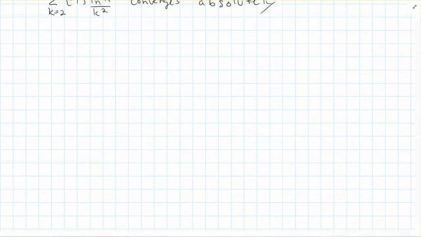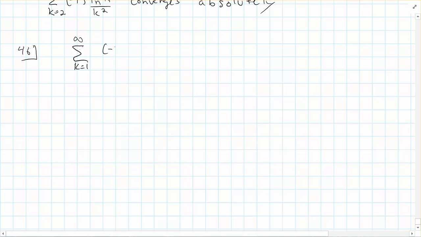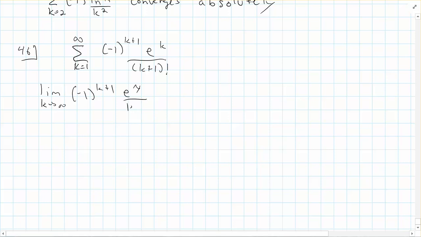All right, one more question here that I had, and it was on number 46 from the same section. Okay, so clearly another alternating series, and so we have to look at the limit as k goes to infinity of -1 to the k plus 1 times e to the k over k plus 1 factorial. Now this is really where you just need to remember growth rates, and this is how you would answer this question on an exam.